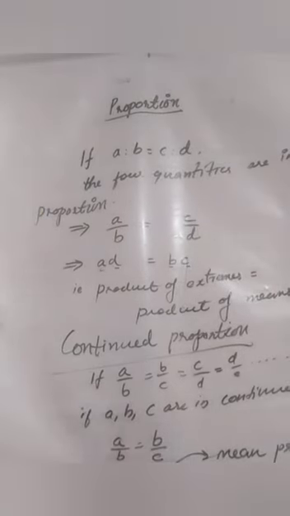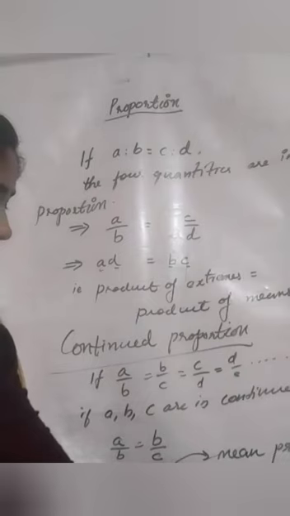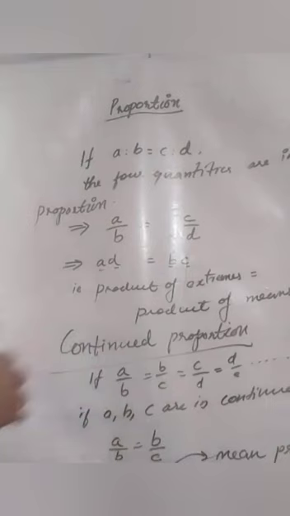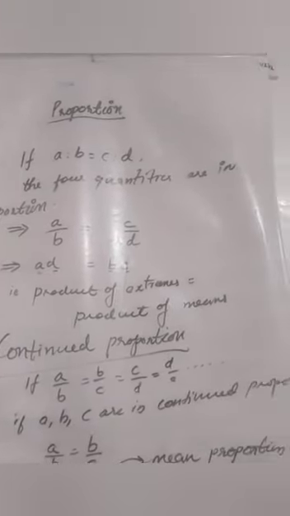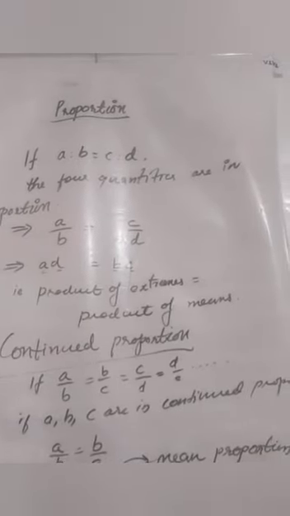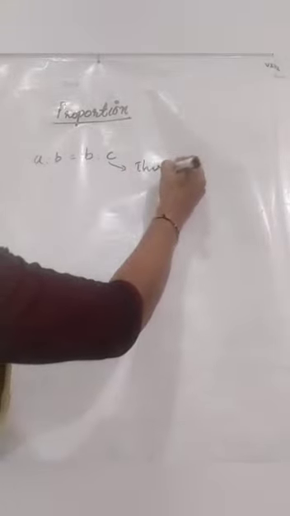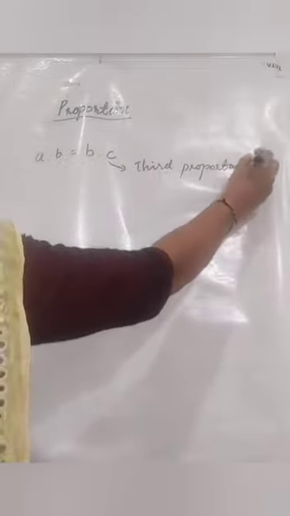And AC equal B square or B square equal AC. C is the third proportional to A and B. B is the mean proportion and C is the third proportional to A and B.